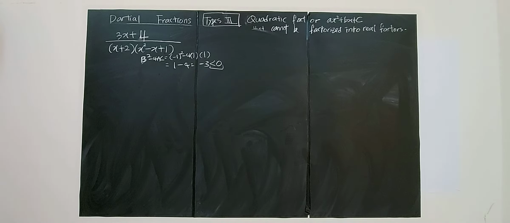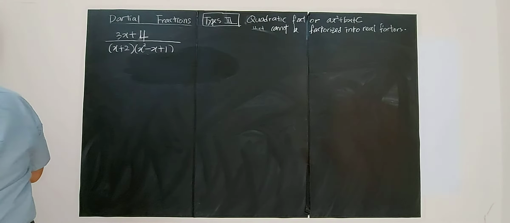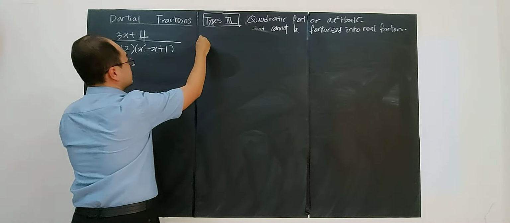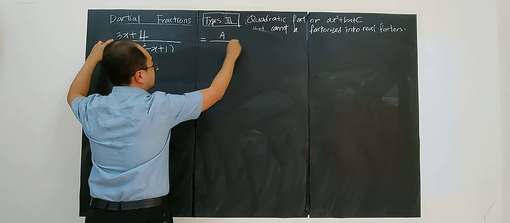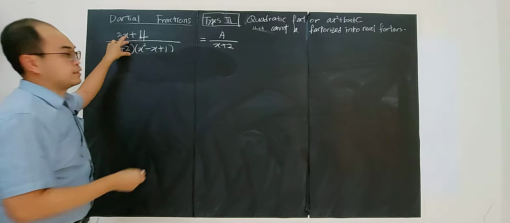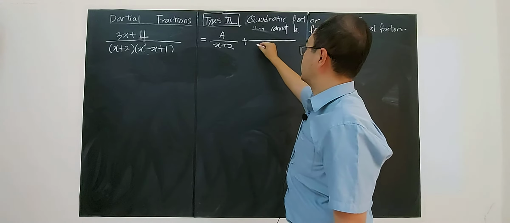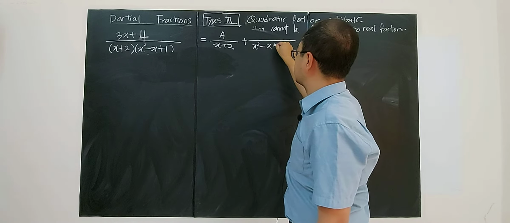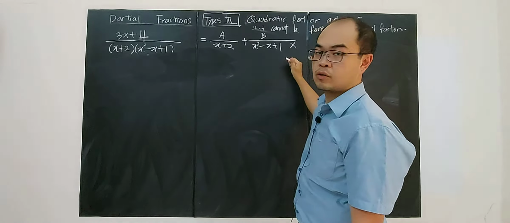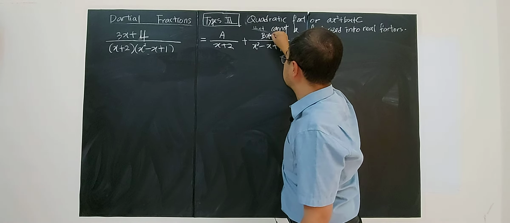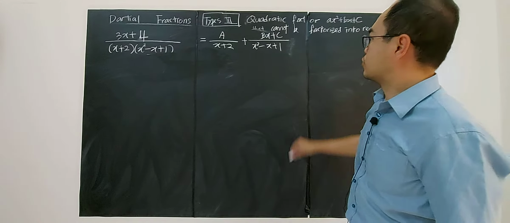If this happens to be the case, of course the type of partial fraction will be different. Let's look at this. You will have a over x plus 2, which is a linear factor, but x squared minus x plus 1 is a quadratic factor that cannot be factorized. So you cannot write b here, this is wrong. You have to write it as bx plus c if this is a quadratic factor.